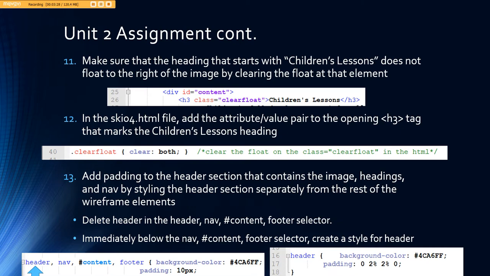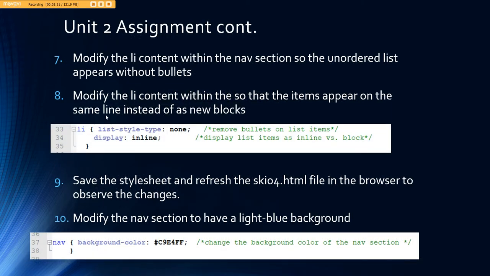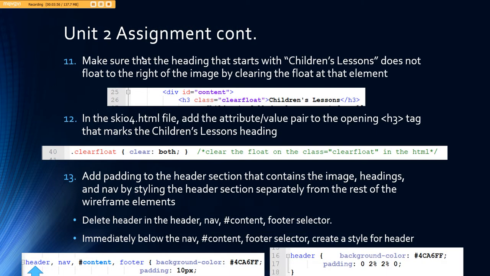Oops, I kind of went too quick. So that's what this is right here. It removes the bullets and it displays it in line instead of blocks. You're going to save the style sheet and refresh the HTML file to check it. Then you're going to modify the nav section, and you're going to add a light blue background color. Make sure that the heading that starts with children's lessons does not float.